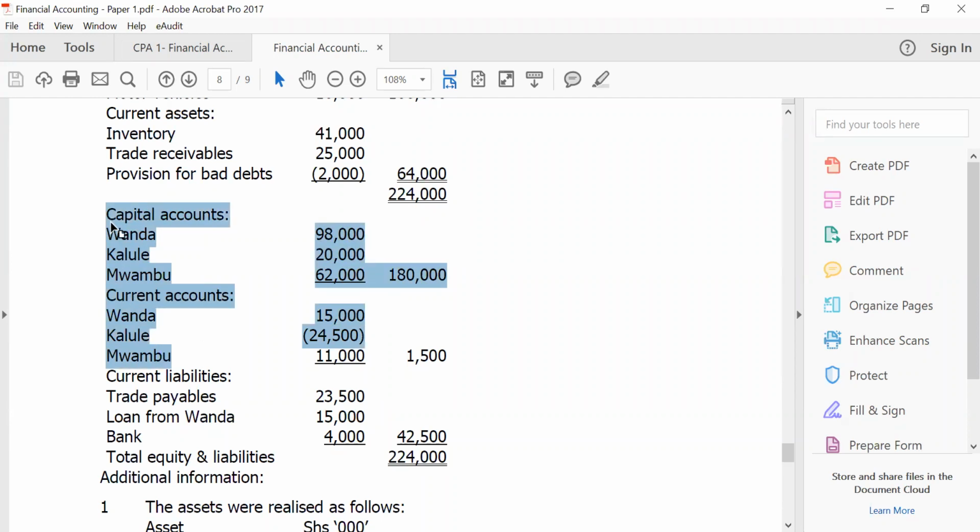Basically, they use the fixed capital method, where the capital account specifically records the capital contribution, and any other elements between the partners and the partnership are recorded in the current account. We also said that it can be a fluctuating capital account where we don't have the current account. The fluctuating can also be called floating, sometimes called a floating capital method. So we have the trade payables. We have a loan from Wanda, who is one of the partners.